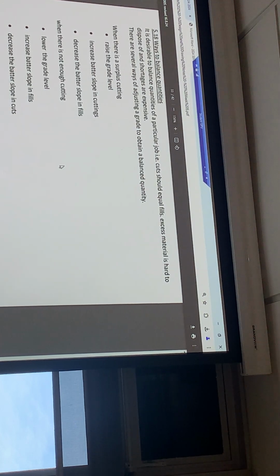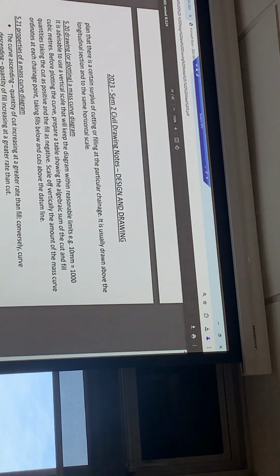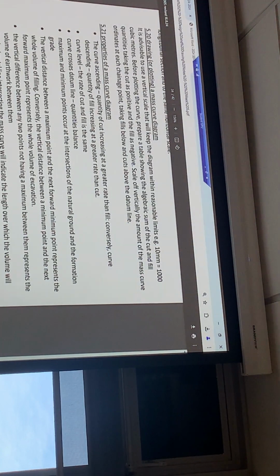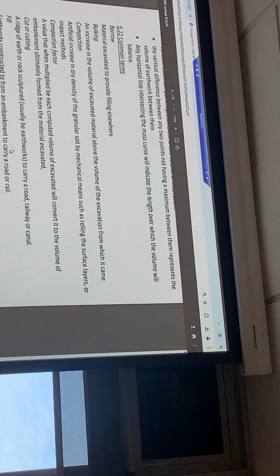So the mass curve diagram, as I've drawn down there, the properties of the mass curve diagram are pretty obvious. The most obvious one is that middle line is where they balance, 0. And in the second attempt, we didn't really get anywhere near a balance on that one. And there's some common terms here which I will be testing you on. So this is quite a good page to have open in the test. Quite a few of my questions come from these week 5 notes, okay?